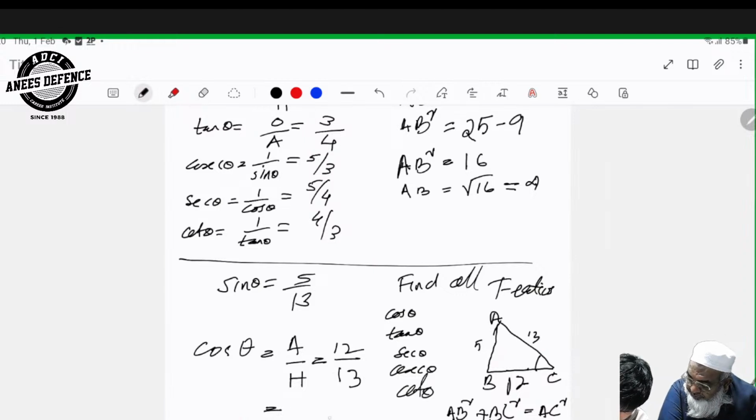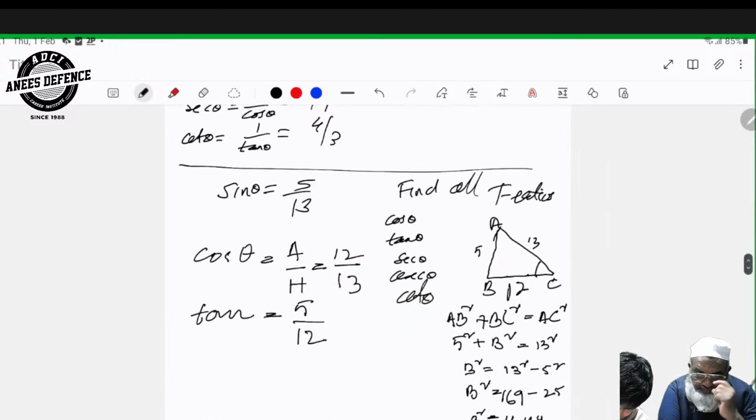12 by 13, right, absolutely right. Tan theta is opposite upon adjacent. Opposite is 5, and adjacent is 12. Now cosec is reciprocal of sine. Okay. Sec is reciprocal of cos. And cot is reciprocal of tan, right?